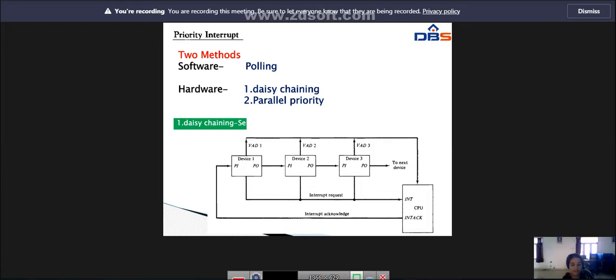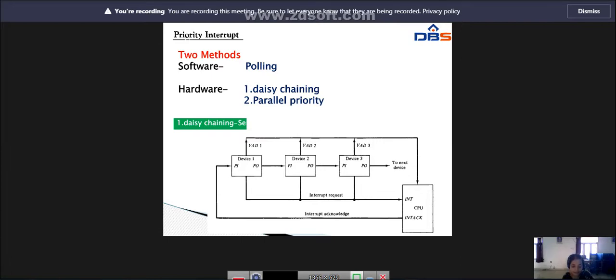The device with the highest priority is placed in the first position, followed by lower priority devices up to the device with the lowest priority, which is placed last in the chain. So device 1 is the first priority, I provided it in the first position. Device 3 is the lowest priority, I set it up in the last.